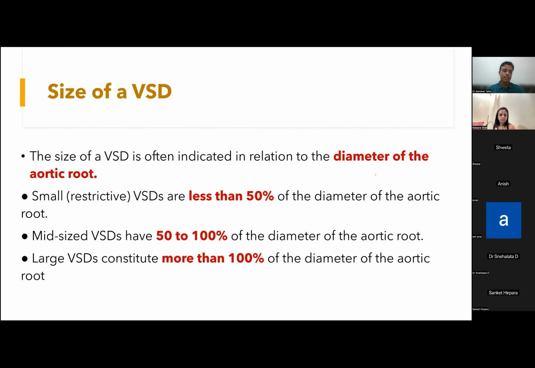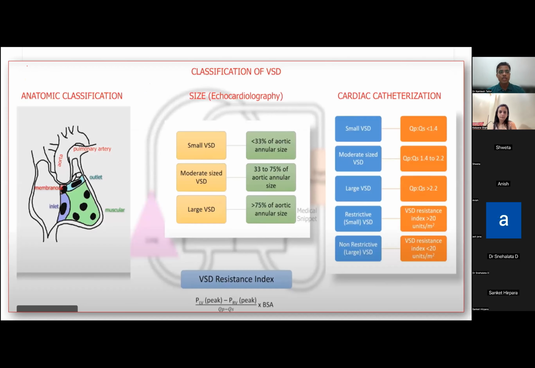VSDs are also classified depending on the size of the VSD, and the size is compared with the diameter of the aortic root. A small VSD is less than 50% of the diameter of the aortic root. If the VSD is about 50% of the aortic root, it is called a medium-size VSD, and if the defect is larger than the diameter of the aortic valve, it is called a large VSD. So there are two classifications we have already seen: the anatomical classification of VSD and the classification depending on the size of the VSD.